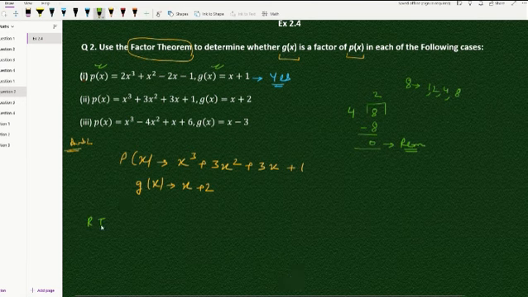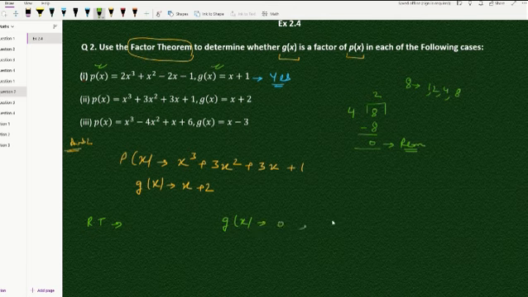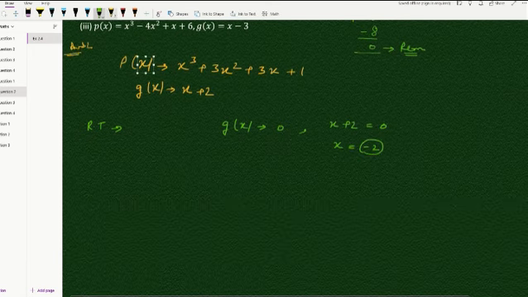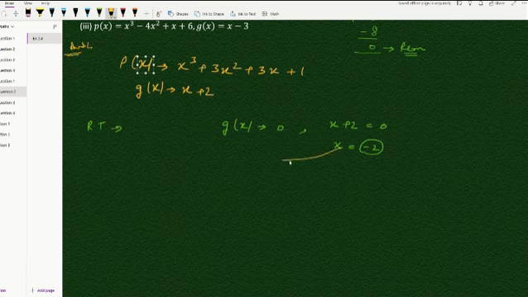So we have got our Reminder's theorem. Firstly, we'll equate the gx to 0, that is x plus 2 equals to 0. So x will be equals to -2. Then we will replace this value of x equals to -2 in the polynomial. So it will be p of -2. Just replace the value.